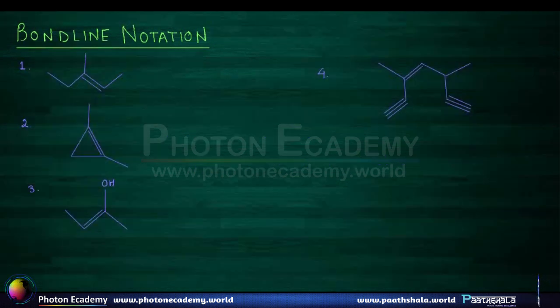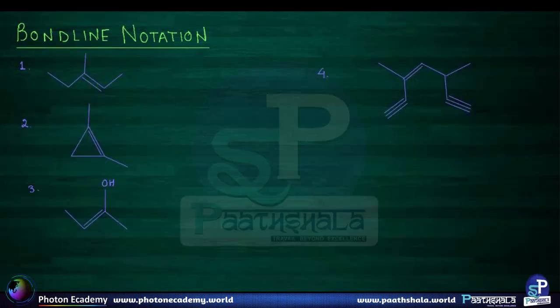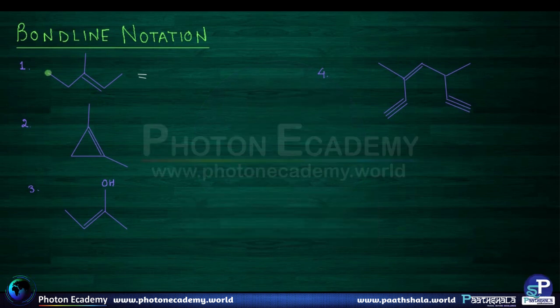To understand bondline notations more, let's solve a few questions in which we need to convert the bondline notation form to the normal molecular structure form. So let's solve the first question. We can see that this is carbon 1, 2, 3, 4, 5. So the main chain has 5 carbon atoms: 1, 2, 3, 4 and 5.